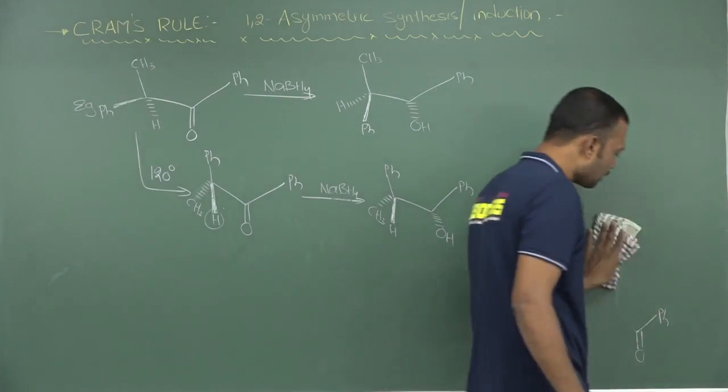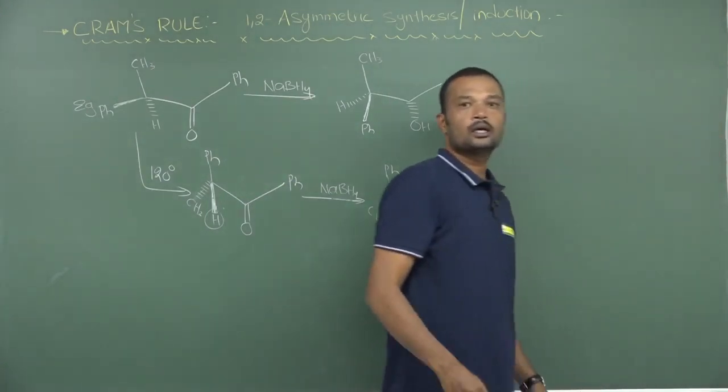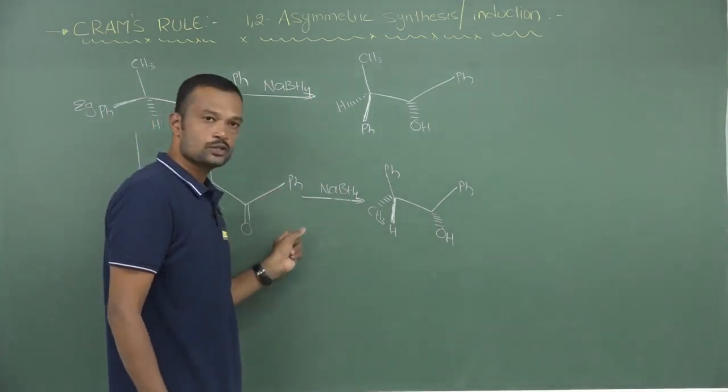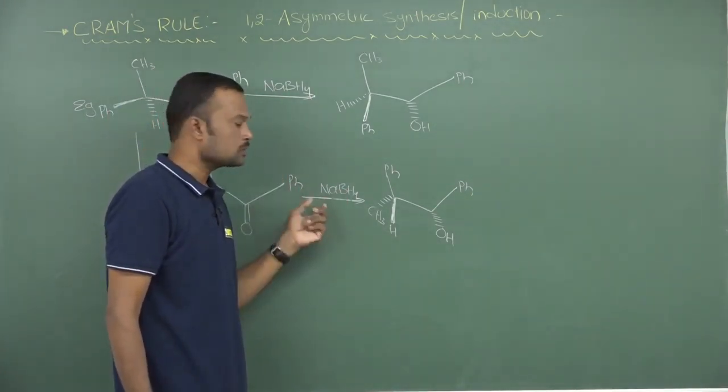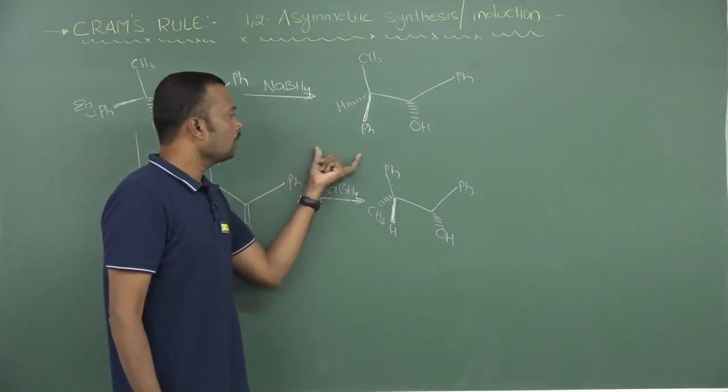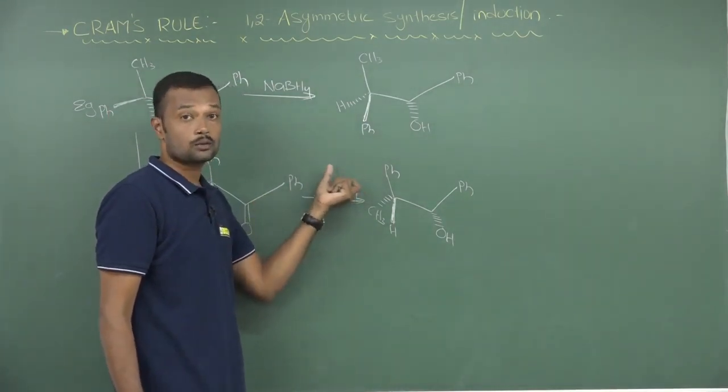So that is Cram's acyclic model. It will be a most important aspect for your examination. In the next session we are going to discuss a similar type of model. It is called Cram's cyclic model, and the anti-Cram's rule we are going to discuss.